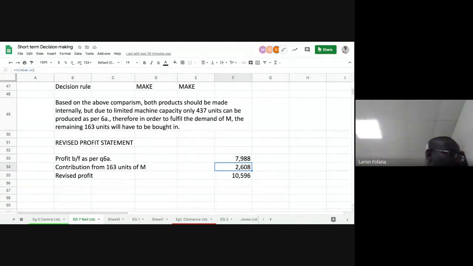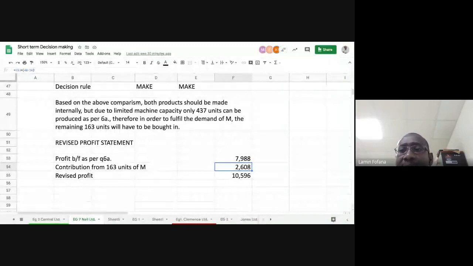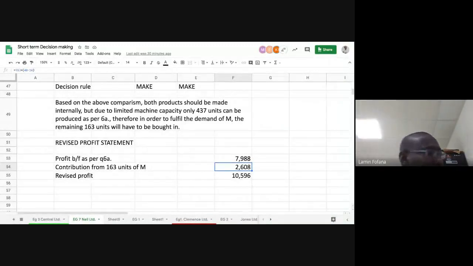Okay, so we're going to do one more question on limiting factor decision. This question is also mixed with make or buy. Usually limiting factor questions come with make or buy decisions. So the question is example 7. Can you refer to example 7, please?